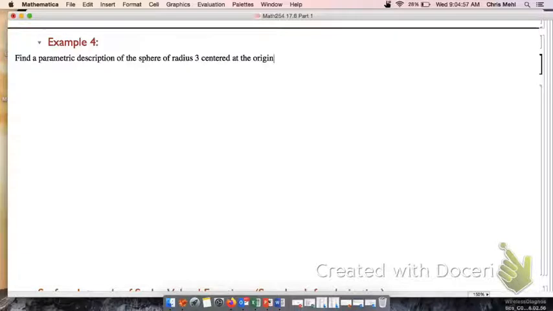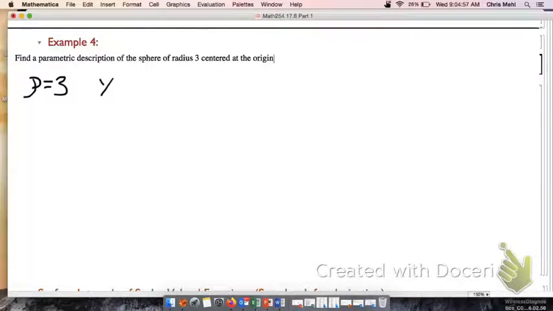Okay, so let's go ahead and do a parametric description of a sphere, the surface of a sphere of radius 3 centered at the origin. Now, to do this, remember when we were doing double and triple integrals, things that have a spherical shape, we could find volumes of the sphere by using spherical coordinates. And I think, if you recall, the equation of a sphere in spherical coordinates is just rho equals 3. That's the equation of the sphere centered at the origin.